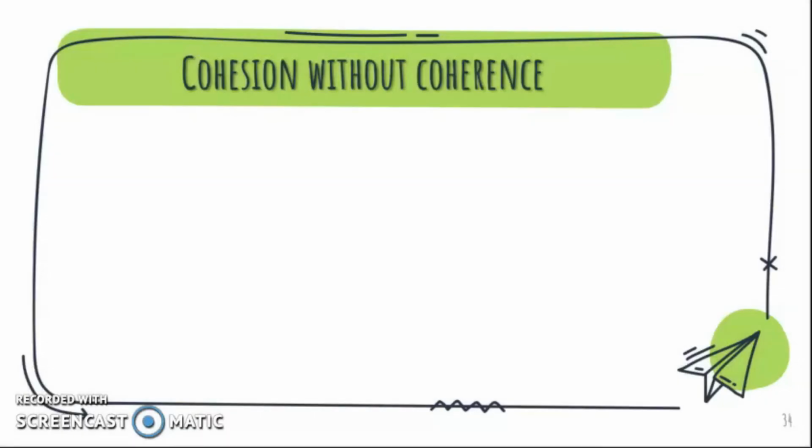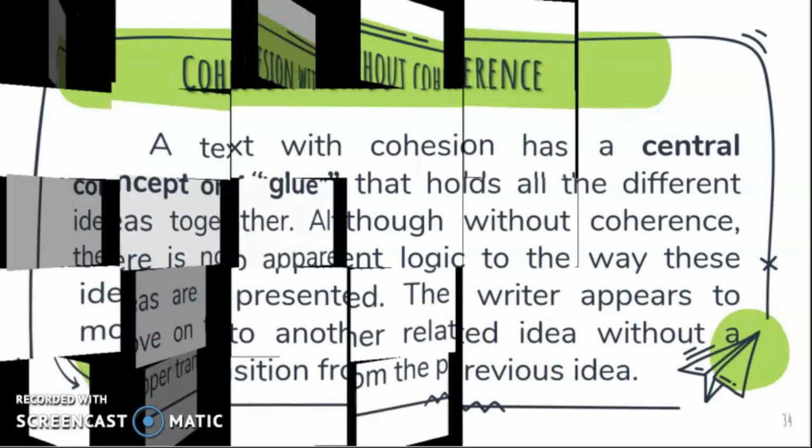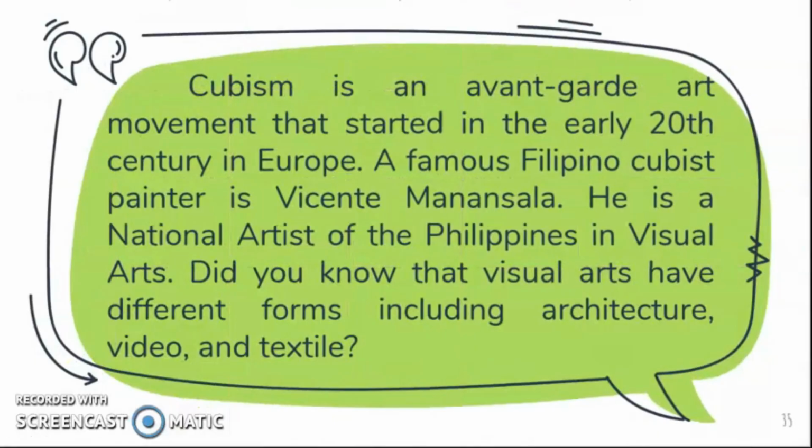Let's take a look at the given example. A text with cohesion has a central concept or glue that holds all the different ideas together. Although without coherence, there is no apparent logic to the way these ideas are presented. The writer appears to move on to another related idea without a proper transition from the previous idea. Please take a look at the given example.